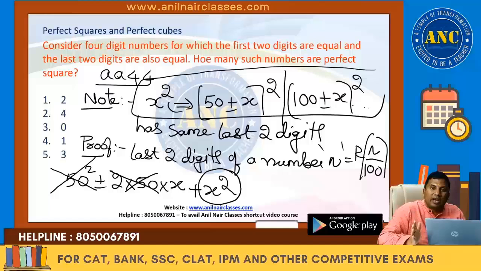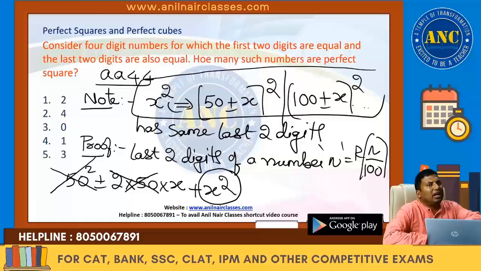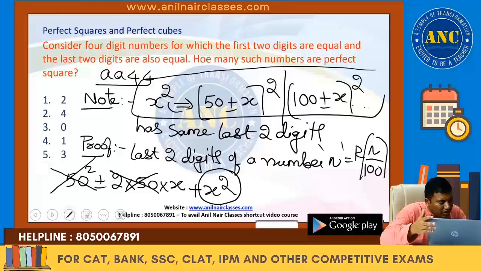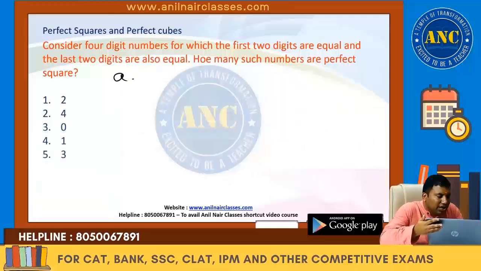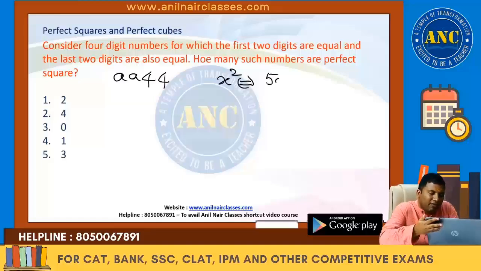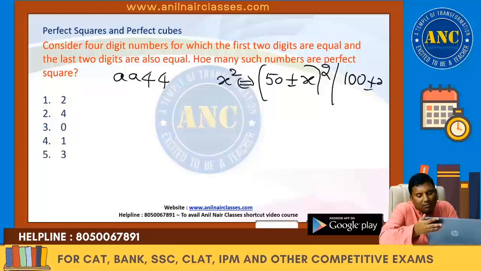You do a number square, add 50, subtract 50. Do 50's complement or the multiples of 50's complement. Last two digits will not change. If you add 50 multiples or if you add 100 multiples, the last two digits do not change. Anyway, if 50 multiples are there, automatically 100 multiples are a part of 50's multiples. I hope it is clear. We will use this logic. We got the form AA44. We also got x square, 50 plus or minus x whole square. Next is 100 plus or minus x whole square.